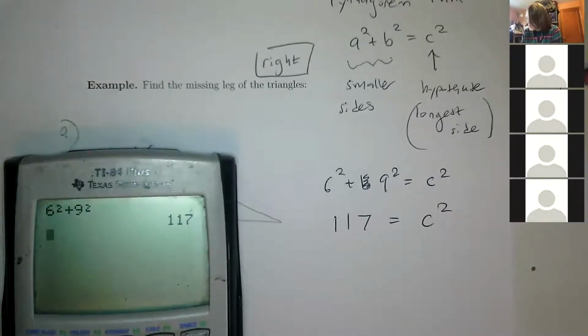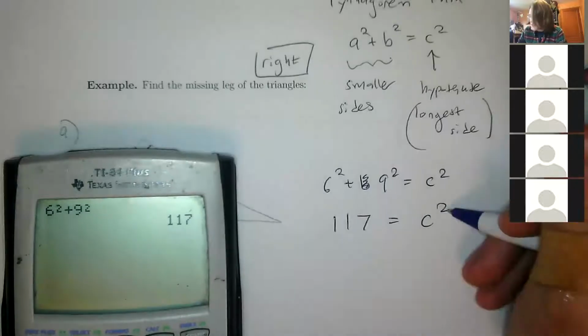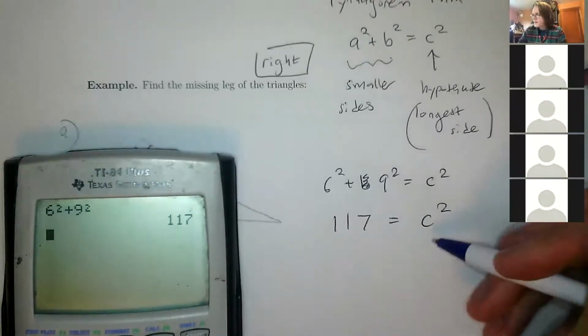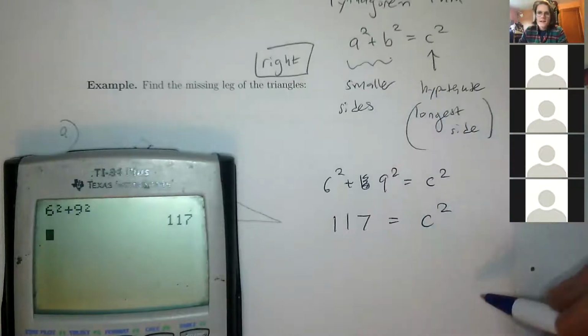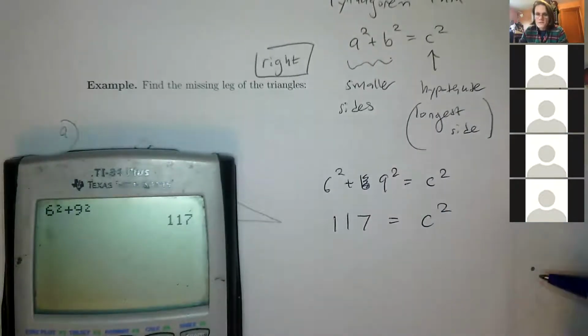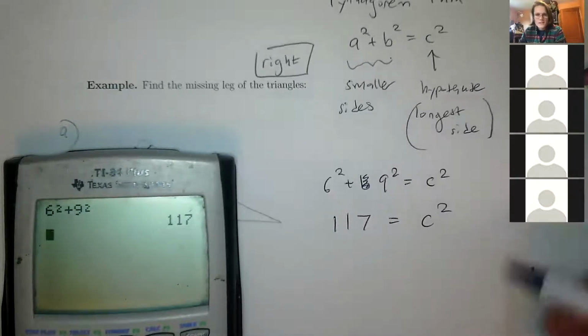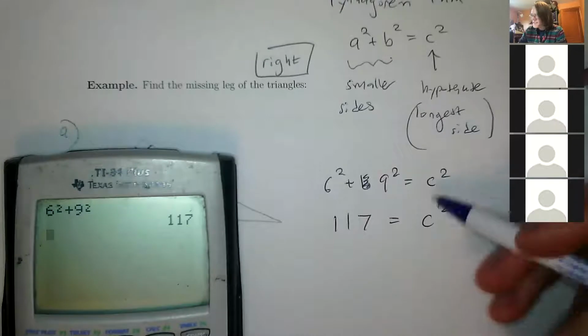And so yeah, make sure you take a square root and that you don't divide by 2 or anything. The 2 is in the exponent, right? I'm not multiplying C by 2. This notation means that 117 equals C times itself. So C times C equals 117. So if I divide it by 2, I'm not doing anything really to solve for C. I need to take a root, a square root.